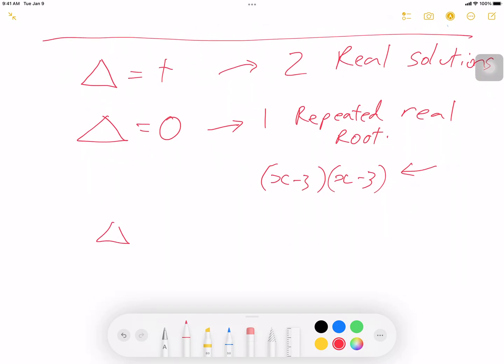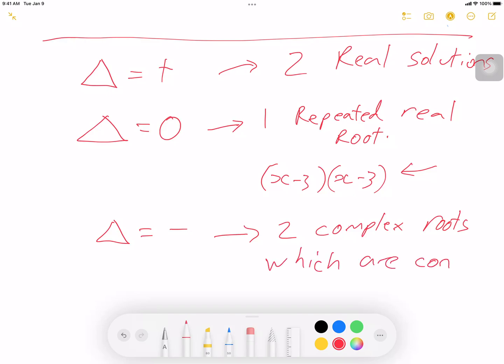And in our final situation, if the discriminant is negative, then we're going to have two imaginary roots. Not imaginary, that's not quite right. They could be imaginary, but two complex roots which are conjugates.